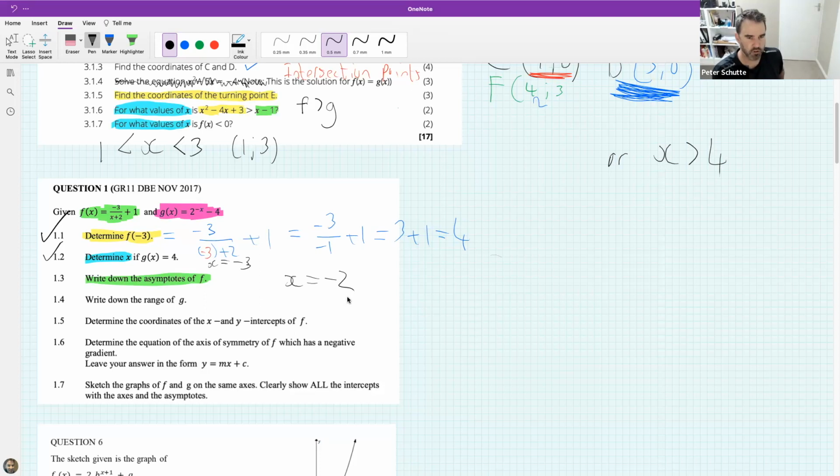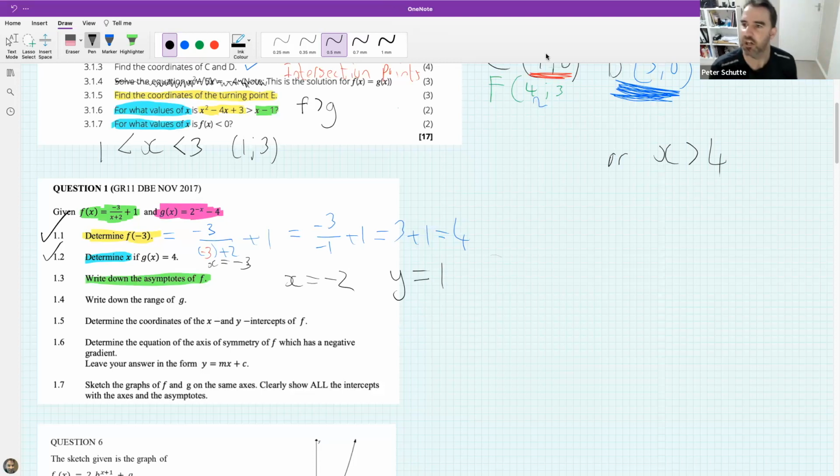I know there's 2 asymptotes for f. What's the other one going to be? Yes. So the other one is going to be this number over here, the plus q, and so it's going to be y is equal to 1.